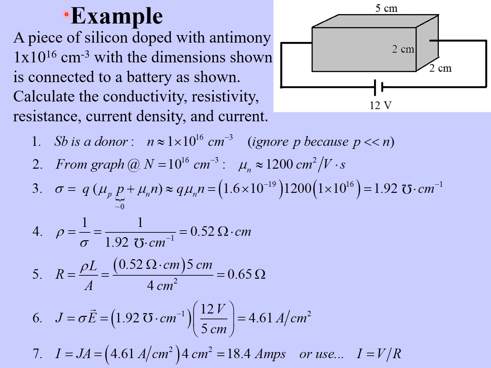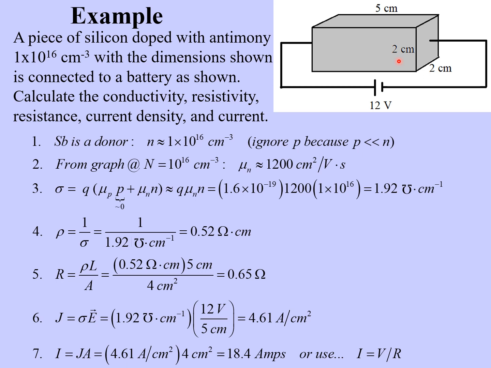Okay, so we can put all of this together by doing an example. And this is the type of example that you're going to see in the first homework. This sort of summarizes all of the concepts we learned. So in this problem, we have a piece of silicon that's doped with antimony at 1 times 10 to the 16 per cubic centimeter. And it has the dimensions shown. It's 5 centimeters by 2 by 2 centimeters, and it's connected to a 12-volt battery. So the problem asks us to find the conductivity, resistivity, resistance, current density, and current flowing through this piece of silicon. That's quite a bit.